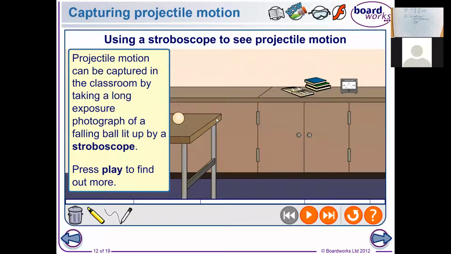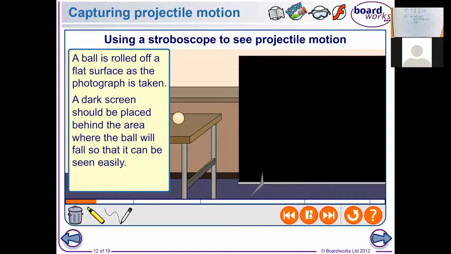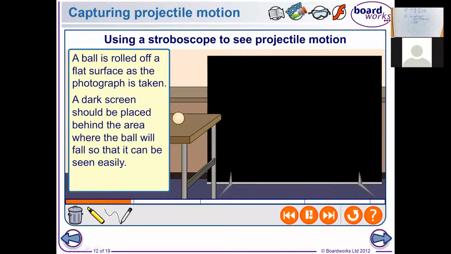So how do we observe projectile motion? Well, there are lots of different ways of doing it. One way to do it is to use a stroboscope. Now, I'm going to warn you that there will be some flashing images in this section of the recording. The stroboscope is basically a flashing light. So if you roll a ball off a flat surface, you place a dark screen behind it so that it shows up very easily with a nice high contrast.